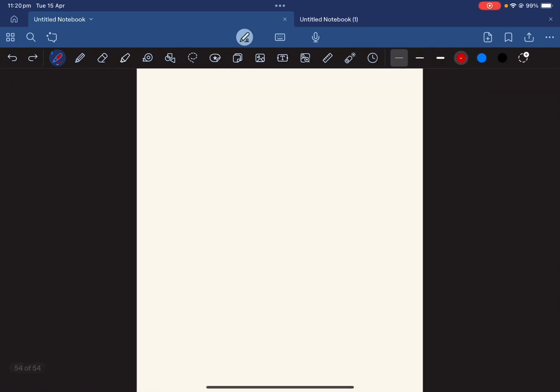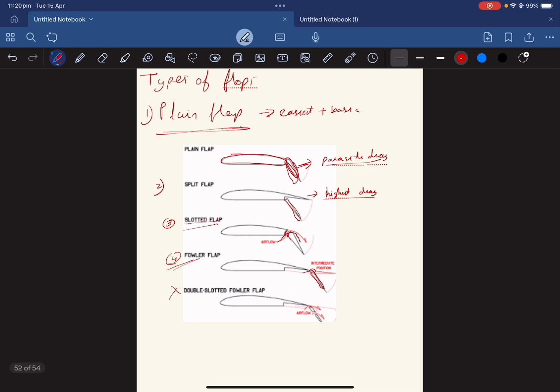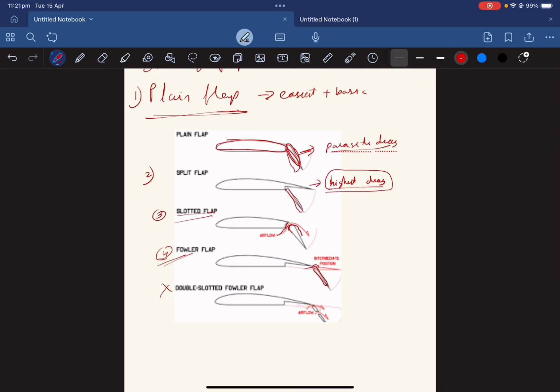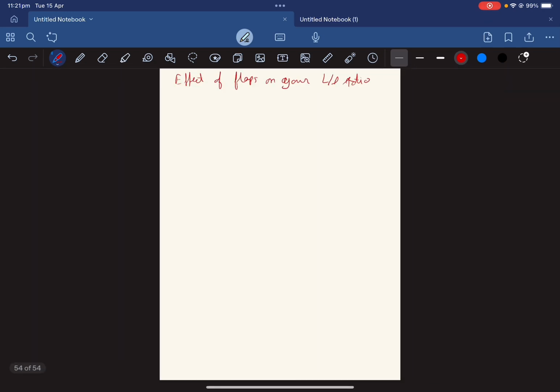So let's discuss the effect of flaps on your L by D ratio. Before that, there's something I want to specify. When I told you that split flap is the flap with the highest drag, also, Fowler flap is the flap with the lowest one. I forgot this simple thing. It's the one with the lowest drag and also the highest lift. Just a small note I want you guys to make. Alright, let's go.